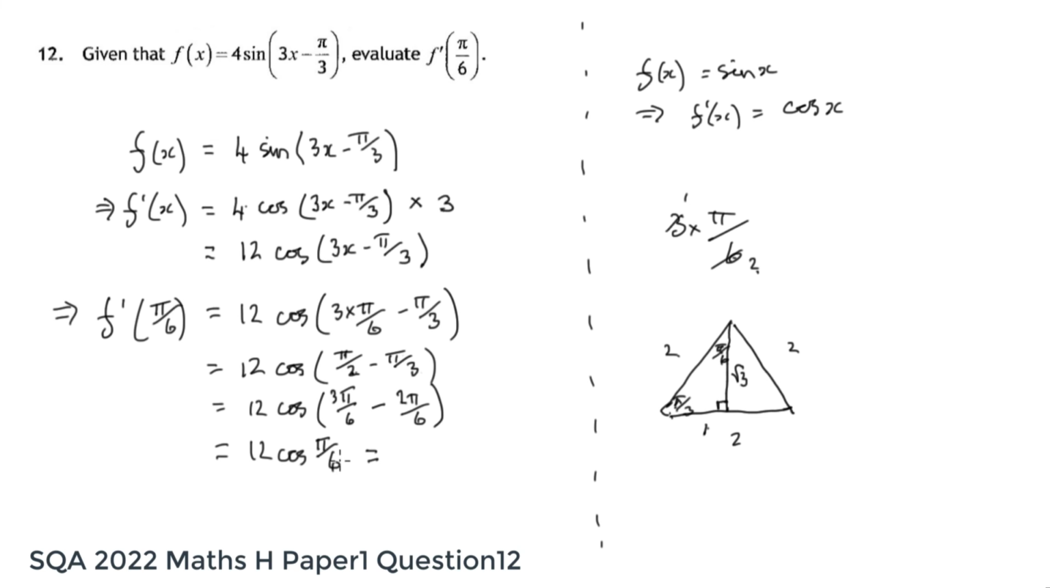So we're asked to find the exact value of cos pi upon 6. We're up here. Cosine is adjacent over hypotenuse. That's root 3 over 2. So it's 12 times root 3 over 2. And cancelling top and bottom by 2, we'll get 6 lots of root 3 over 1. So that's just 6 lots of root 3. And that's the exact value of f dashed pi upon 6.